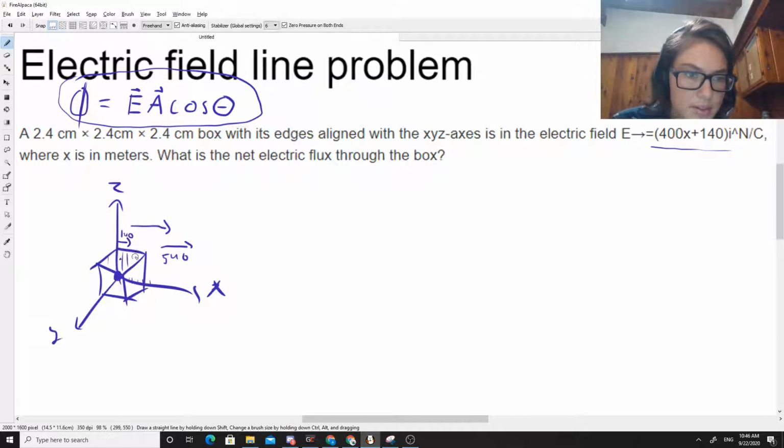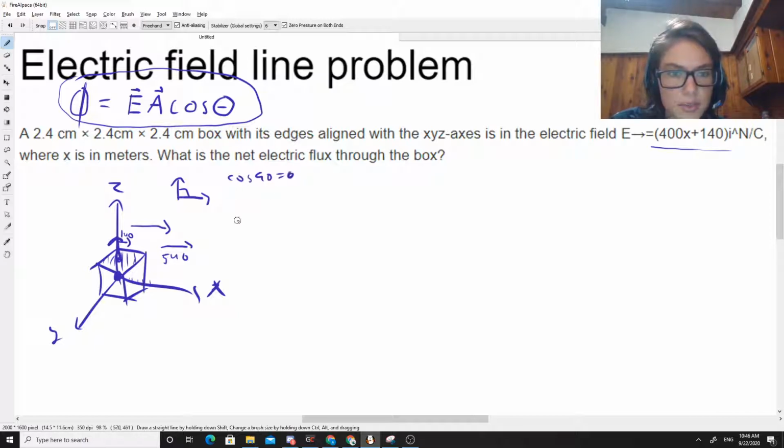The top face. Its area vector is going straight up, right? The area vector is always normal to whatever face you're solving for. So it's going straight up. So the angle between your area vector and the electric field, which again is going exclusively in the x direction, is going to be equal to 90 degrees. And cosine of 90 is equal to 0. And so you don't even have to plug in the electric field or the area vector magnitude quantities.